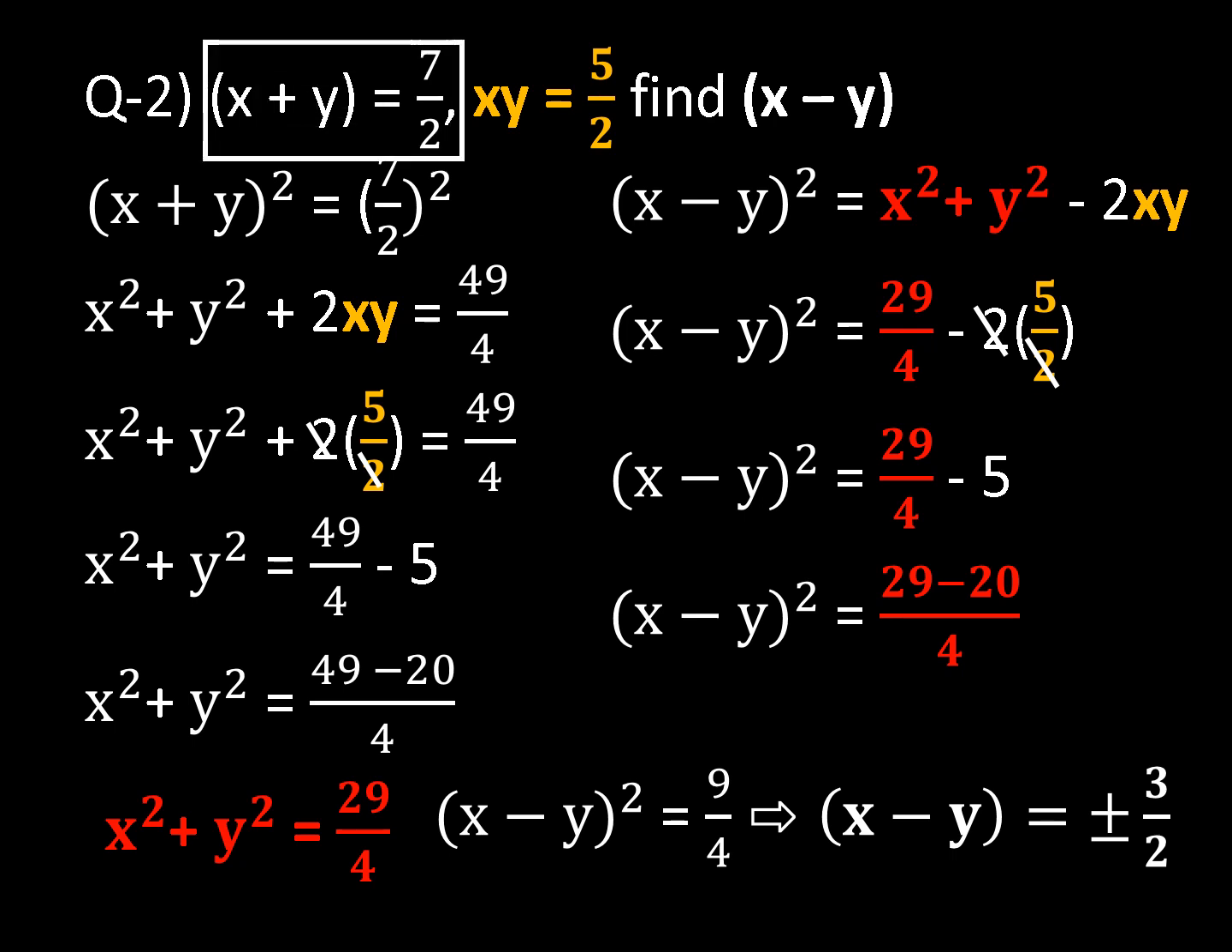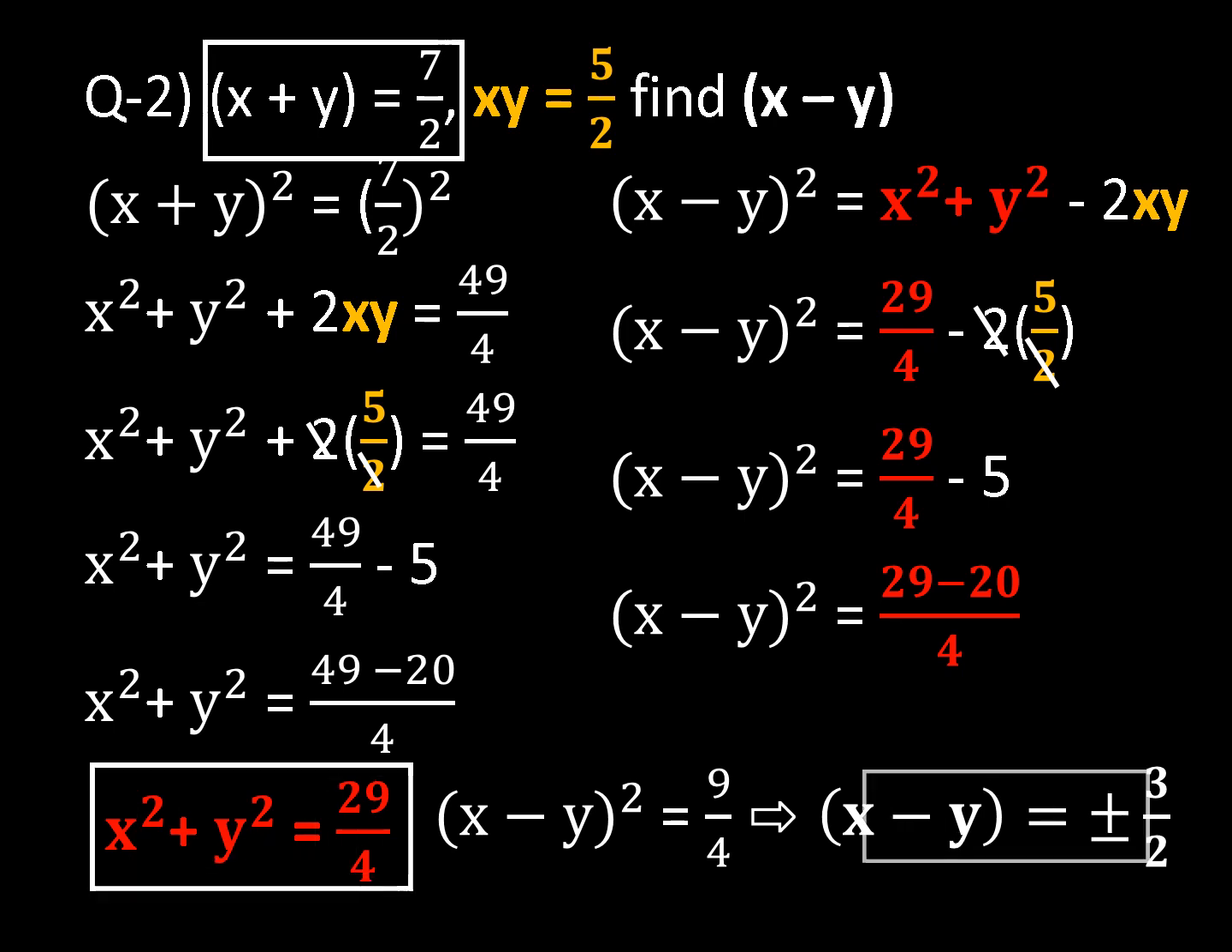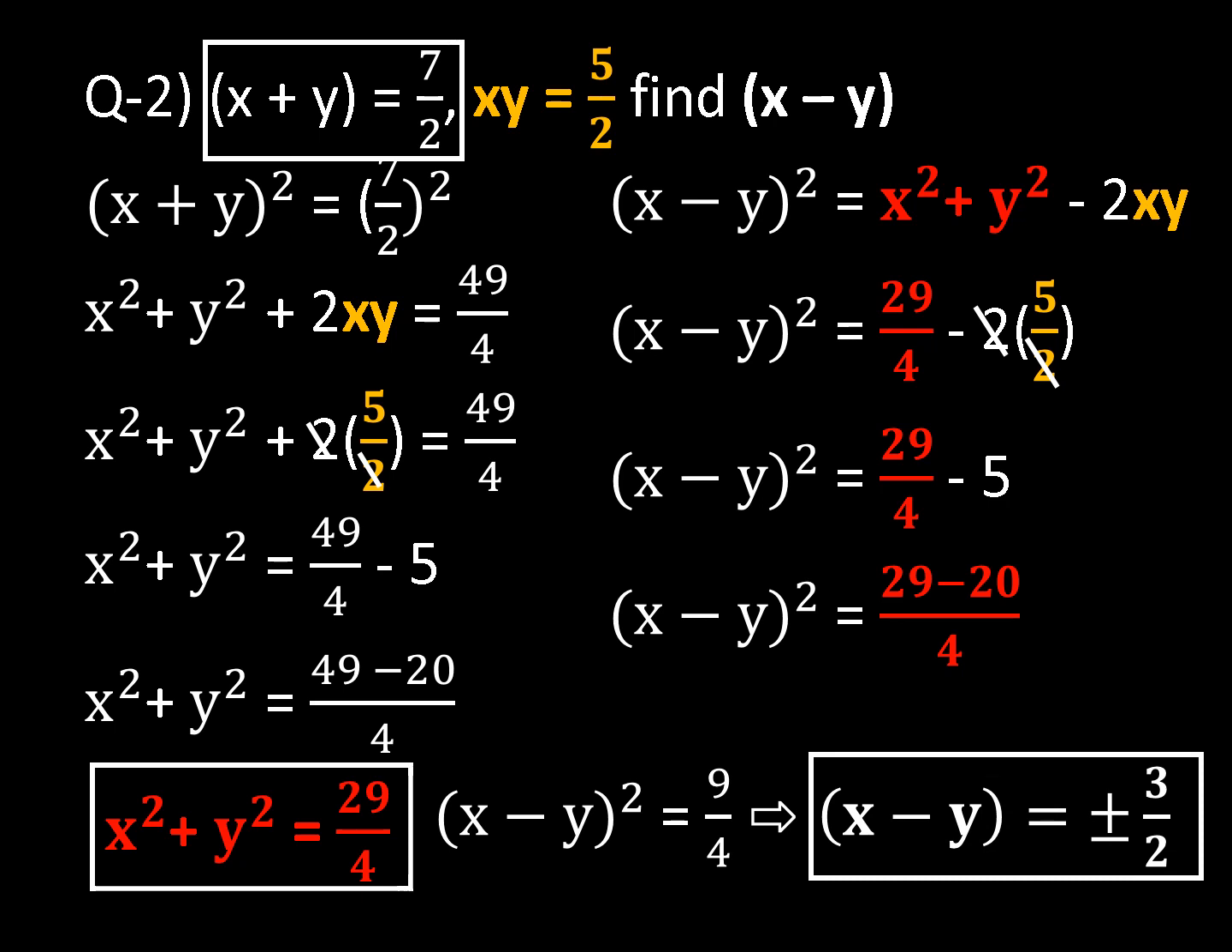What can we conclude? From x plus y, we found x square plus y square, and using x square plus y square, we found x minus y. Once again, x plus y to x square plus y square, and using x square plus y square to find x minus y. Let us take one different example of the same.